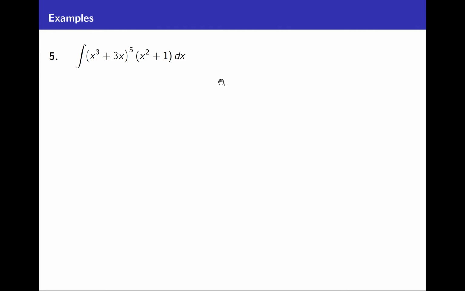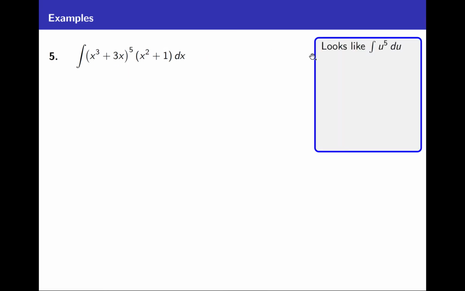Now, of course, looking at this, you see the (x cubed plus 3x) to the power of 5. And that suggests that this integral looks pretty much like the integral of u to the fifth du. So we're going to make a substitution to try to convert this integral into the simple integral u to the fifth du. Now what's being raised to the power of 5 in our integral is x cubed plus 3x. So that suggests we should make the substitution u equals x cubed plus 3x. And that's good because that turns this into the integral of u to the fifth, which is what we want.